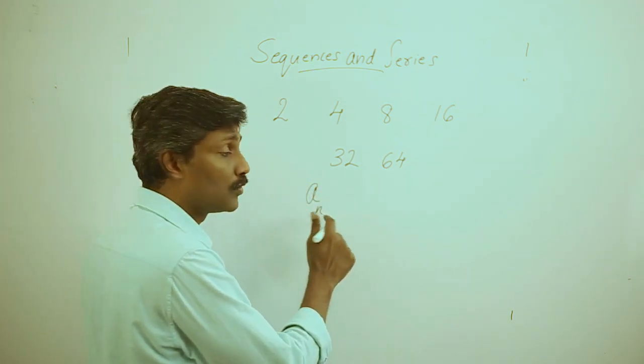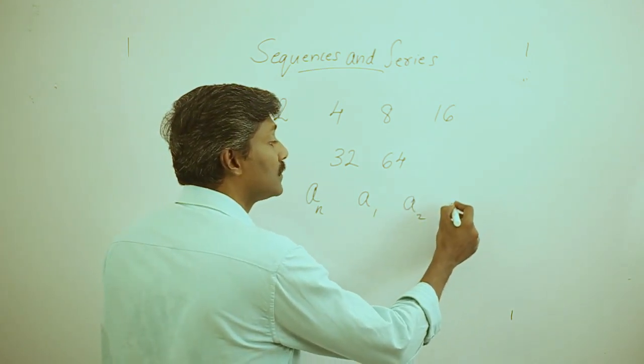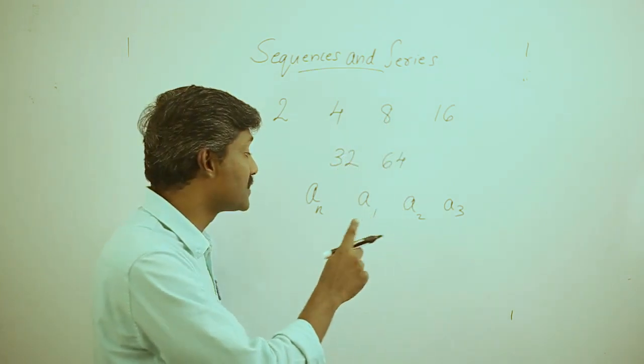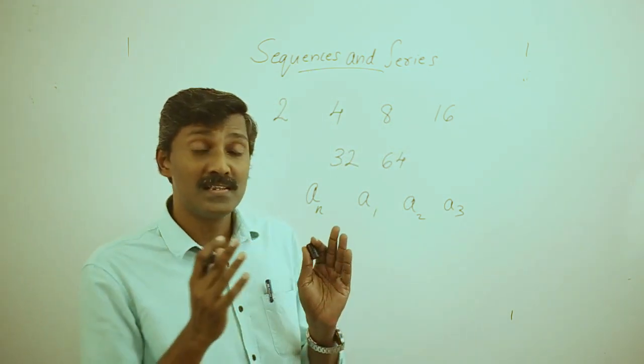If I put n equal to 1, I get a1. What is the second term? I get a2. The third term is a3, etc. And the nth term is an, which is the general term. Okay, so that's about sequence.